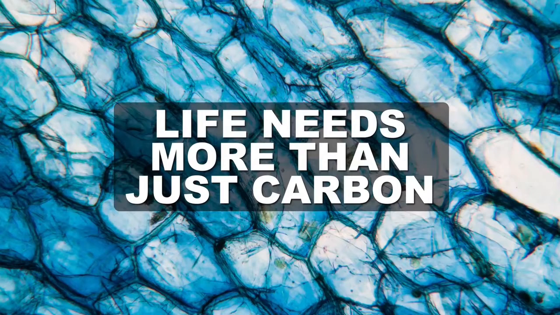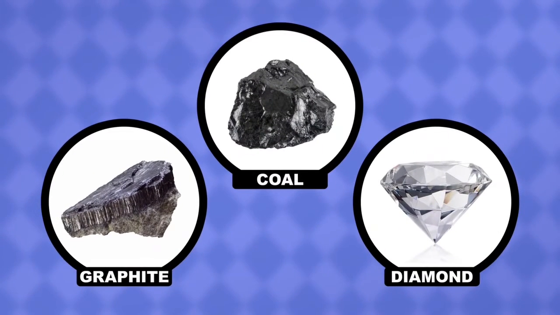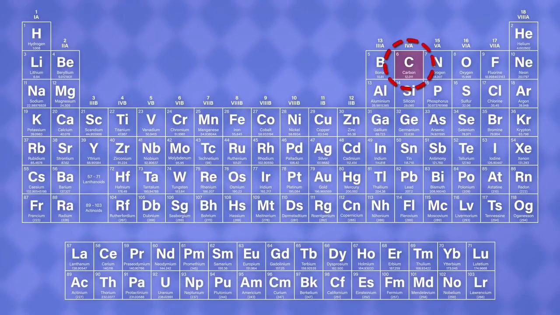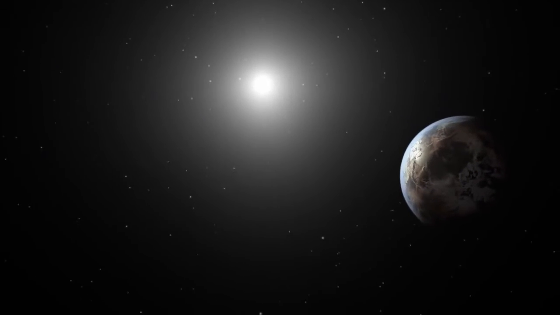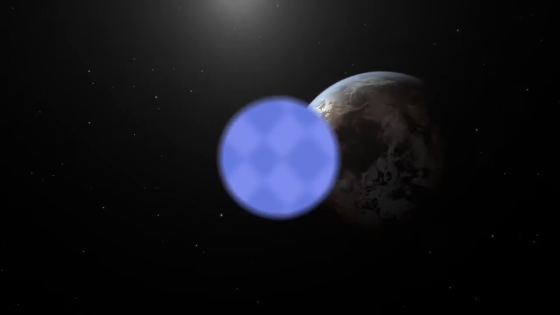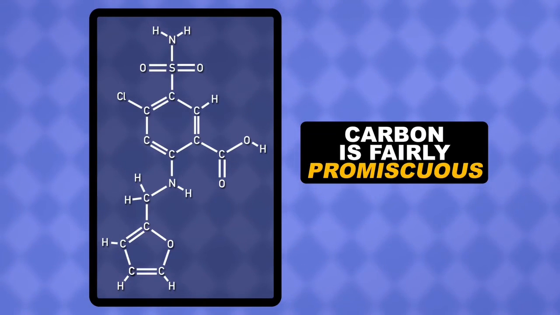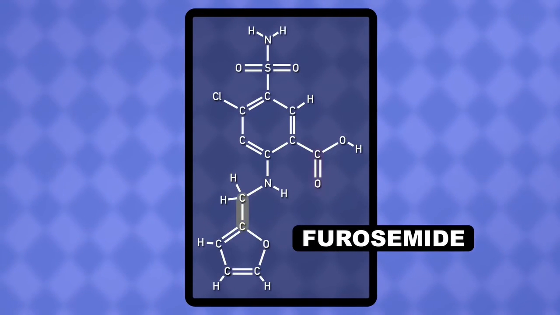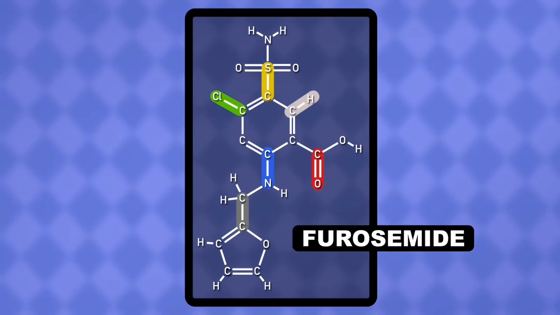Of course, life needs more than just carbon. A lump of pure carbon, whether graphite or coal or diamond, is not alive, but carbon does seem to occupy a special place among the elements, at least here on Earth, and probably on other Earth-like planets as well. Let's take a look at some of the reasons why. First of all, carbon is fairly promiscuous, meaning it can form bonds with a wide variety of elements. In this drug, carbon is married to other carbons, oxygen, chlorine, nitrogen, sulfur, and hydrogen.